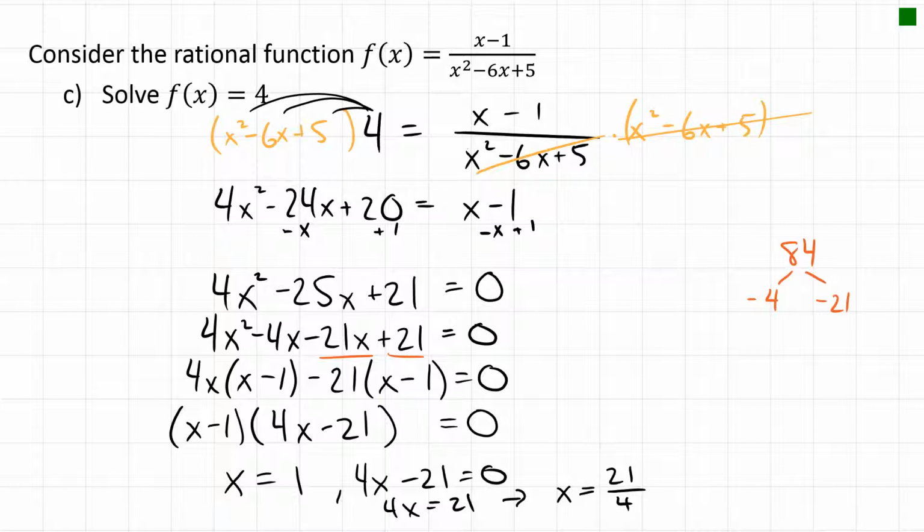And we have to remember back to our non-permissible values. And x was not allowed to be equal to 1, so we actually have to reject this solution, x equals 1, which means our only solution, our only value of x that makes the function equal to 4 is x equals 21 over 4.